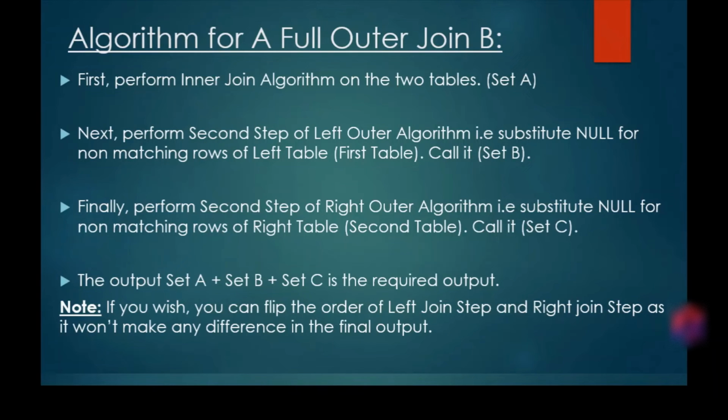So basically set B and set C are not fixed. There is no rule that you have to perform the left outer algorithm first and finally the right outer algorithm. If you want, you can switch the steps. You can perform the right outer algorithm first, call it set B, and perform the left outer algorithm finally, call it set C. In any case, the output remains the same. And when I say the output remains the same, I mean that the values of the rows and the number of rows remain the same. The order of the rows can vary, but the values and the number of rows remain totally the same.